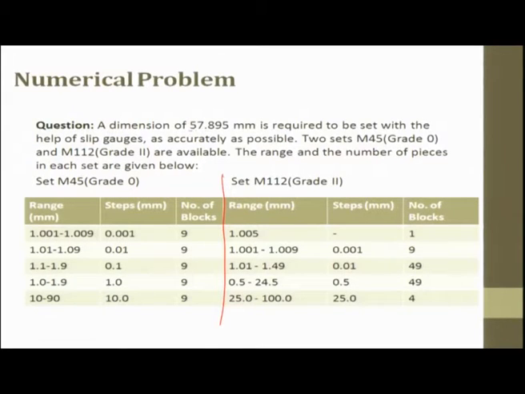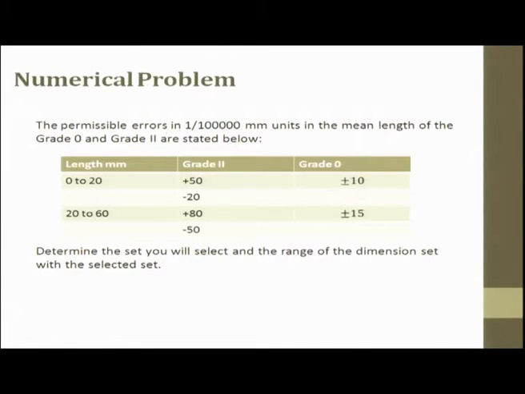So, now you have to build 57.895. The permissible error in micrometer units in a mean length of grade 0 and grade 2 are stated. These are the grades, these are the errors which are set. Determine the set you will select and the range of the dimension set with the selected set. So, here these are the lengths and here are the units which is the permissible error which is given, and the grades are also given here.